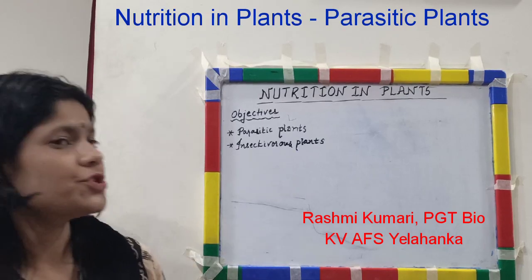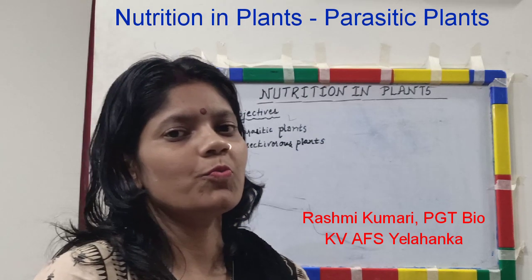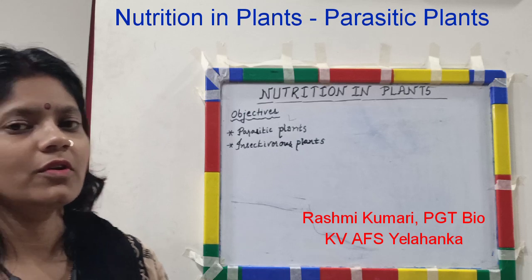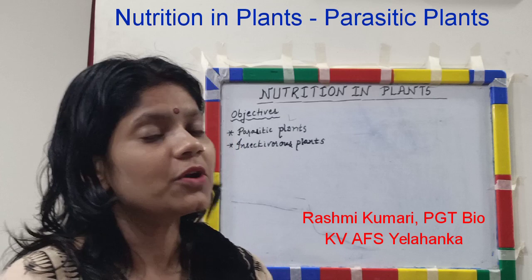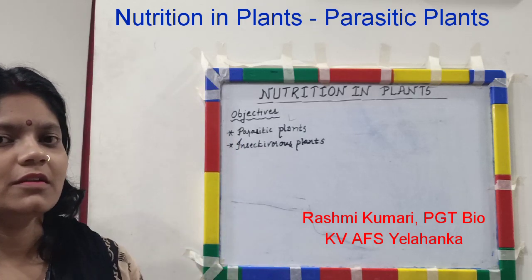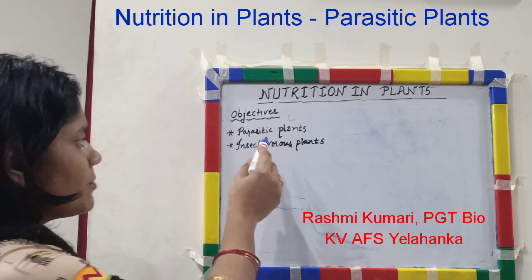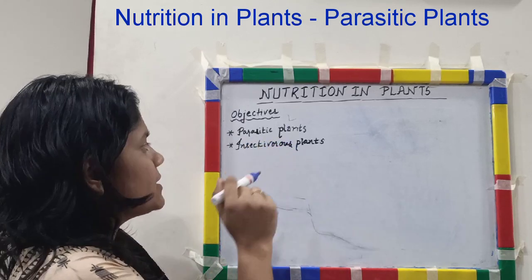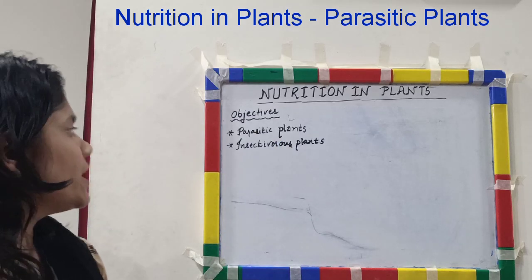Welcome to the second session of nutrition in plants. In the last class, we have seen how plants, that is autotrophs, make food through photosynthesis. But what about those plants which lack chlorophyll? So in this class, we are going to have a discussion on parasitic plants and also another category called insectivorous plants. So first of all, we will look into parasitic plants.